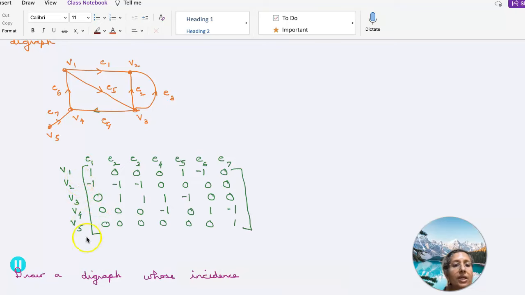First of all, we write the rows as V1, V2, V3, V4 and the columns as E1, E2 up to E7. Coming to V3, E5 is entering V3, so we put minus 1. In V4, E7 is entering, E4 is entering. So you put a negative for E7 and E4, and E6 is going out of it. So under E6 you put 1. And coming to V5, just E7 is going out of it. So under E7 you put 1, everywhere else it is 0. So remember that if it is not incident, you just put a 0.